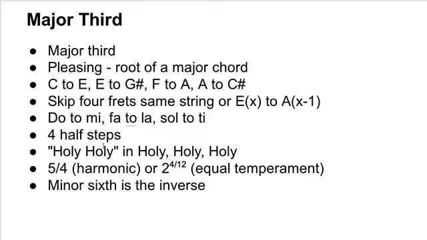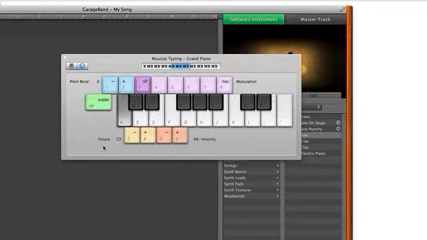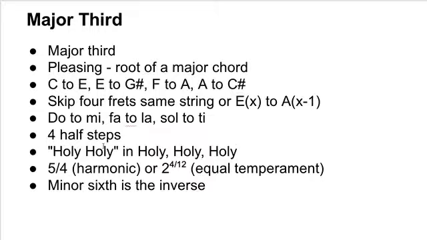The places where a major third can be found in the major scale are Do to Mi, or Fa up to La, or Sol up to Ti. A major third is made up of 4 half steps. The first 2 holies in Holy, Holy, Holy, that's a major third. The math, it's a 5/4 harmonic, or the 4 12th roots of 2.